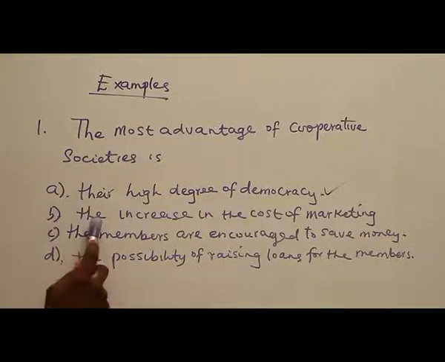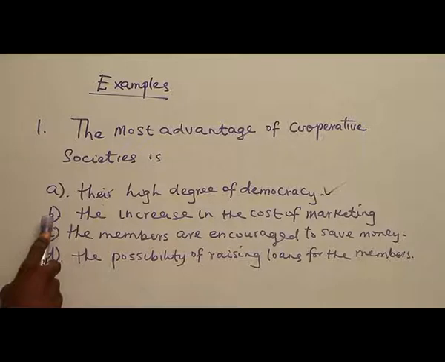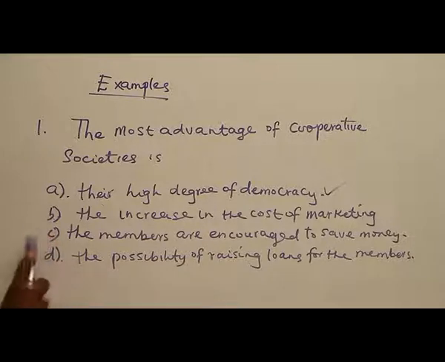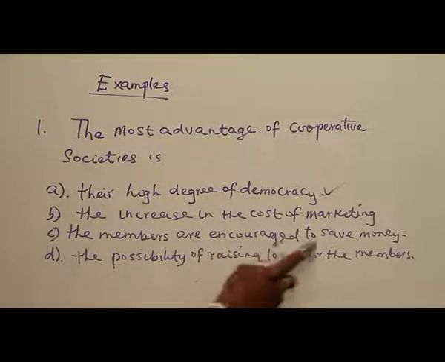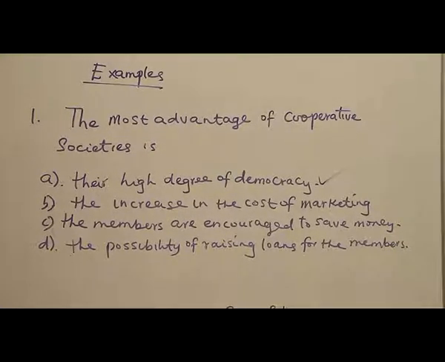B, the increase in the cost of marketing cannot be an advantage, because in cooperative society we have different types. Consumer is not into marketing, while credit and thrift is not into marketing. C, the members are encouraged to save money. In consumer cooperative society, they are not talking about savings of money. In producer cooperative society, they are not talking about savings of money here, but they are thinking about how they can move their sales and production forward. So we cannot pick that.